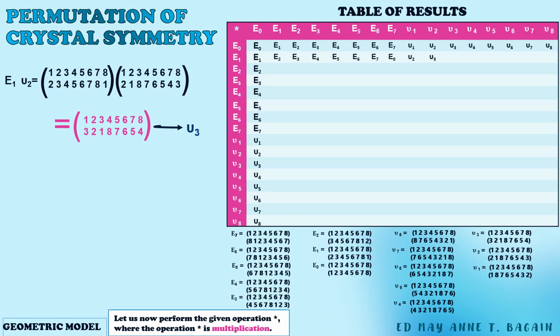The element is epsilon sub 3. So that is the answer after multiplying epsilon sub 1 by epsilon sub 2. Now let's check epsilon sub 1 and epsilon sub 3.